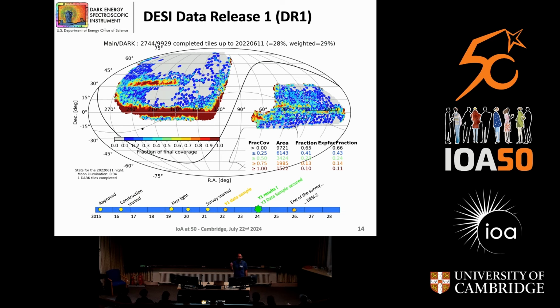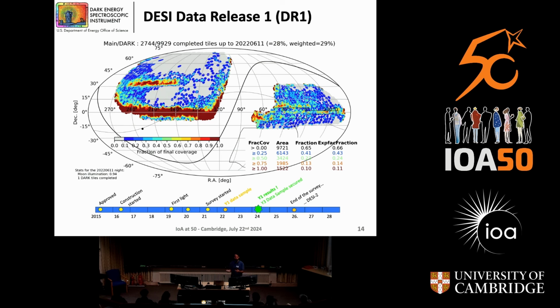So every 15 minutes or so, DESI points at a different part of the sky and takes an observation with 5,000 fibers and collects 5,000 galaxy redshifts, 4,000, because some of them are for sky subtractions, calibration, stars, and so on. But when you see colors that are blue, light blue, green, yellow, orange, red, this is that we have more than one pass in that area.